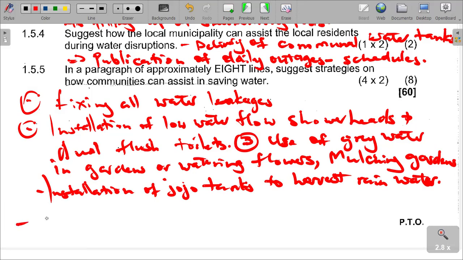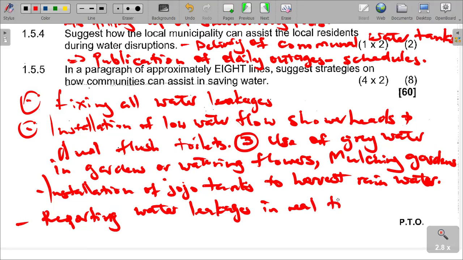We can talk about reporting water leakages in real time to the municipality. All water leakages must be reported as soon as possible. And then, what else can we talk about?